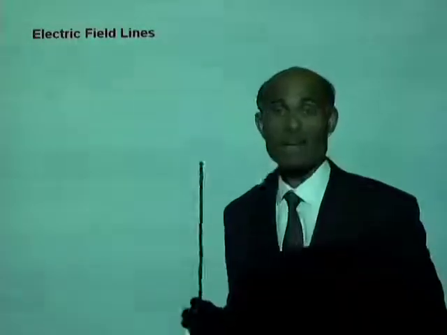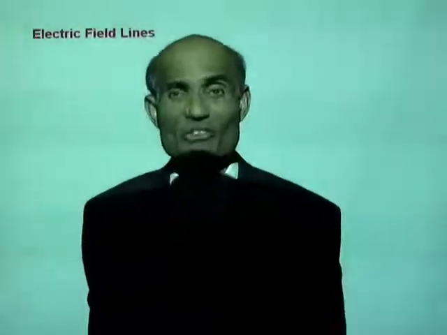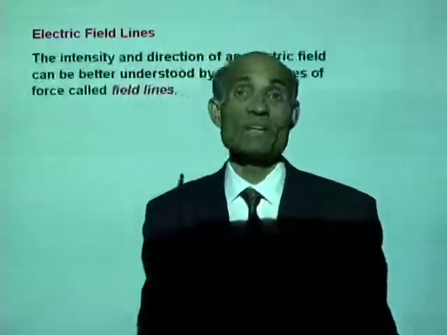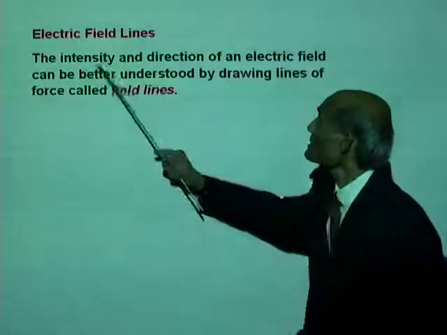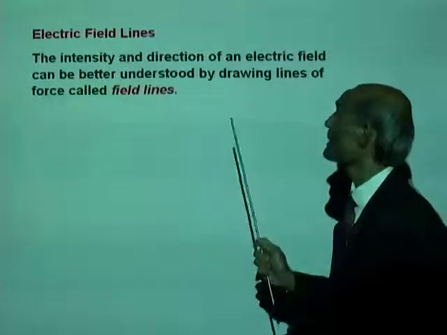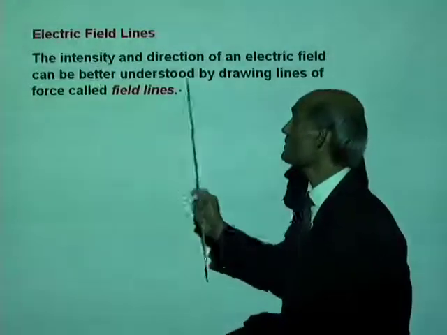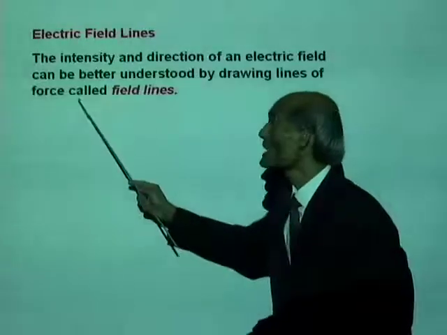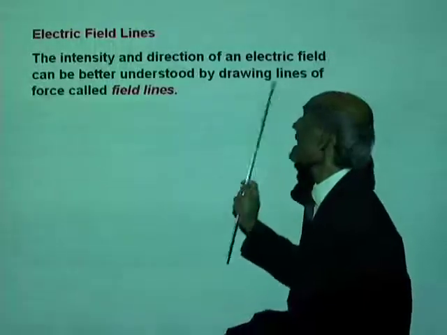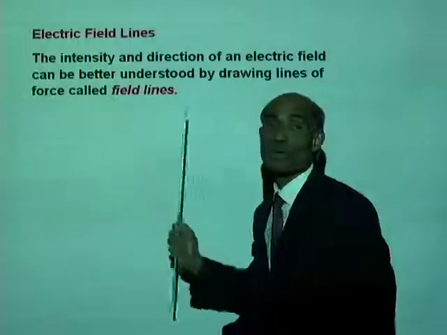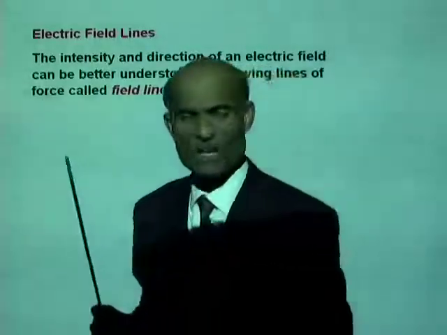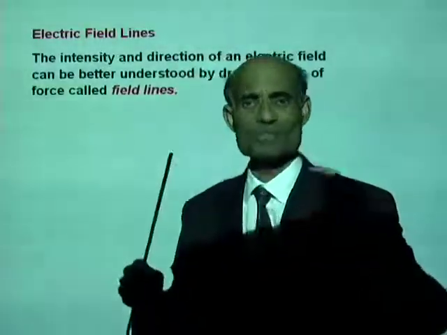Let's now talk about electric field lines. Once you understand how the direction of the electric field is defined, we can now understand electric field lines. The intensity and direction of an electric field can be better understood by drawing what are called lines of force, called field lines. What is a line of force?